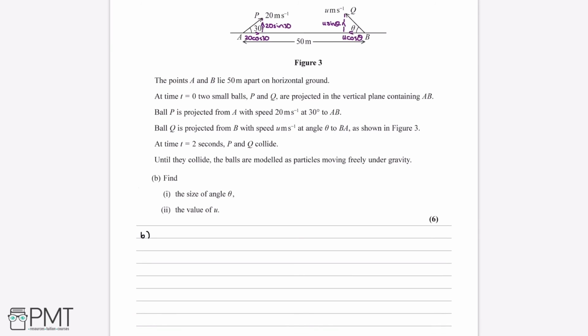And similarly, since we know that this whole ground, from A to B, is 50 meters, whatever horizontal distance P is at when they collide, the distance of Q from B must be 50 minus that, because we know that the horizontal distance of P from A to the point of collision plus the horizontal distance of Q from B to the point of collision must add up to make 50. And so we can use that information to find theta and u.